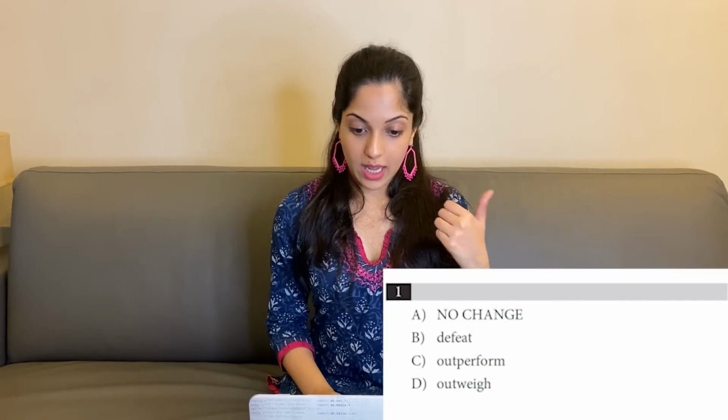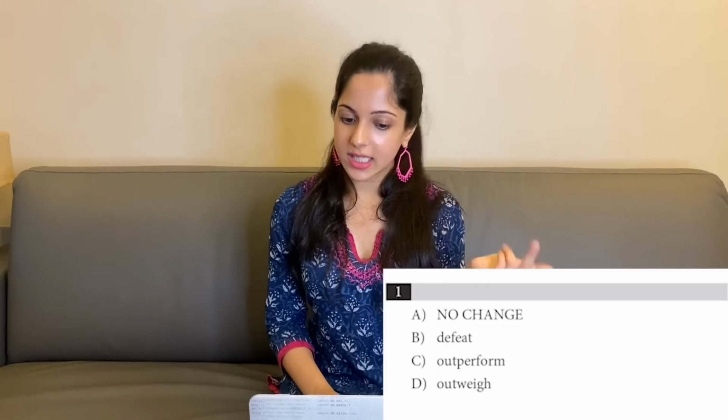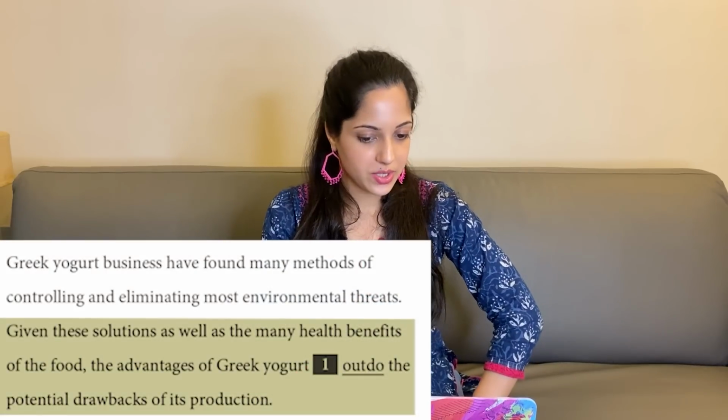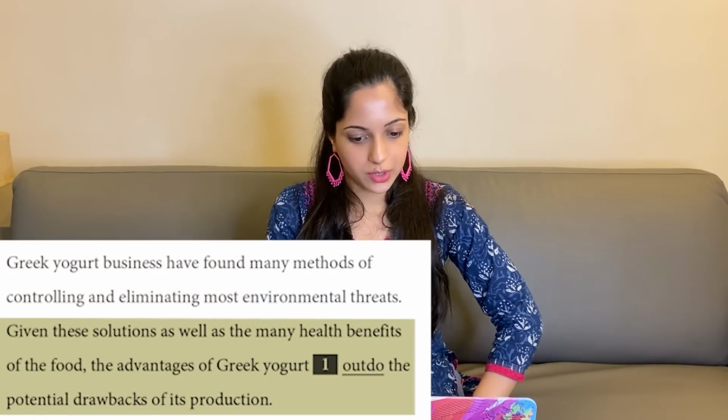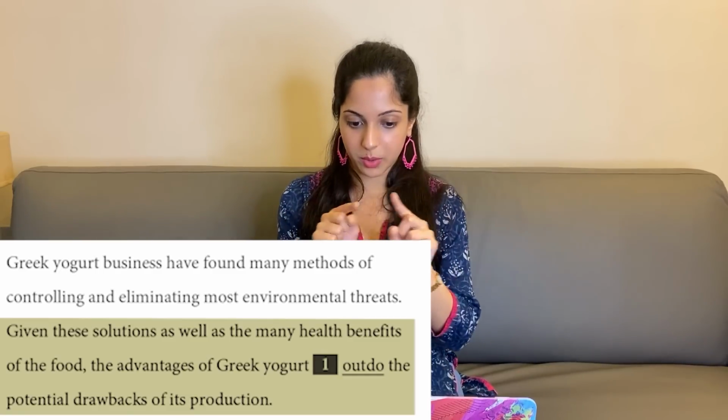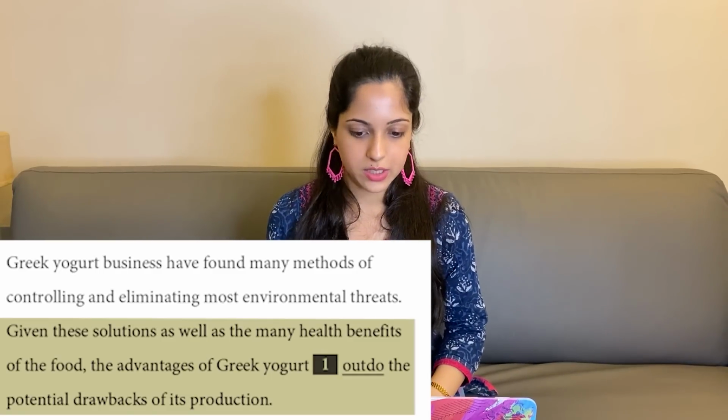It says, A, no change, B, defeat, C, outperform, D, outweigh. Okay, what are they asking us? Let's go to that same sentence. It says, given these solutions, as well as the many health benefits of the food, the advantages of Greek yogurt outdo, that's number 1, the potential drawbacks of its production. Okay, clearly it's a word, so they're asking us for a synonym.